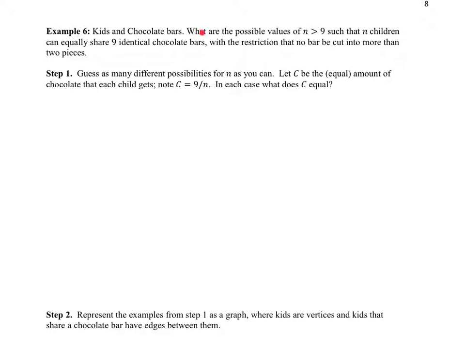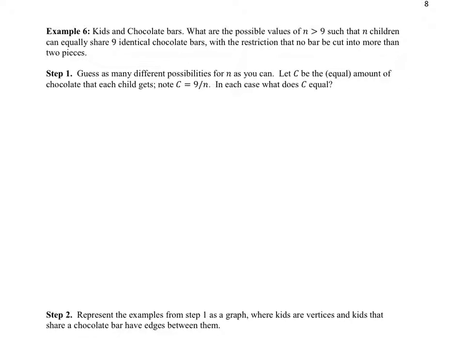It asks, what are the possible values of n larger than 9 such that n children can equally share 9 chocolate bars? And then we have a restriction with these 9 chocolate bars that we're sharing with more than 9 children. We can't cut each bar into more than 2 pieces.